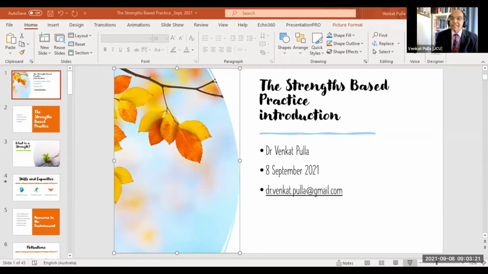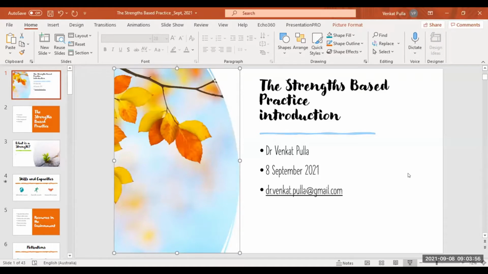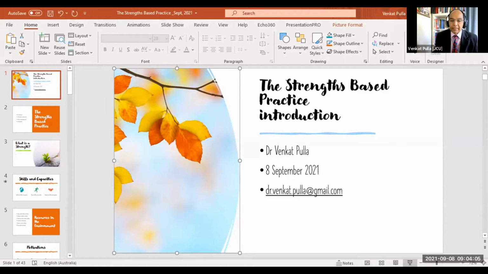The strength-based practices, what probably I might do is make this into a slightly, this would be the best way to present, I think. Where do I hit the presentation mode? Are you able to see the first slide? Yeah, you are able to see the first slide. And okay.